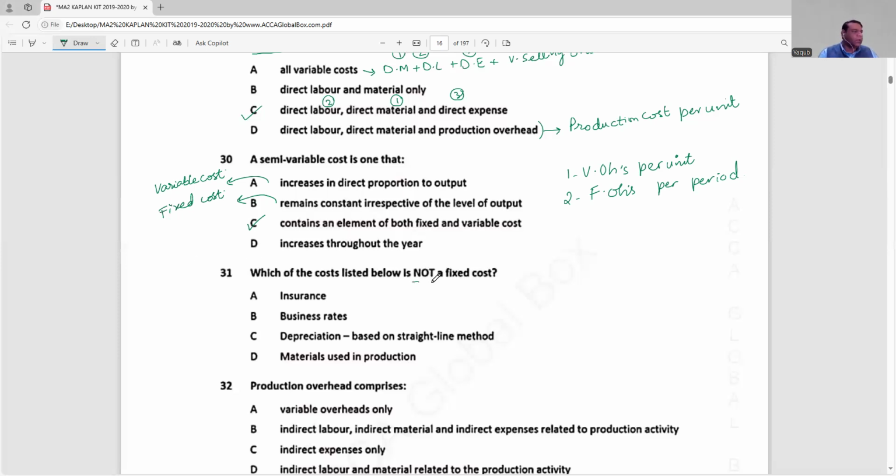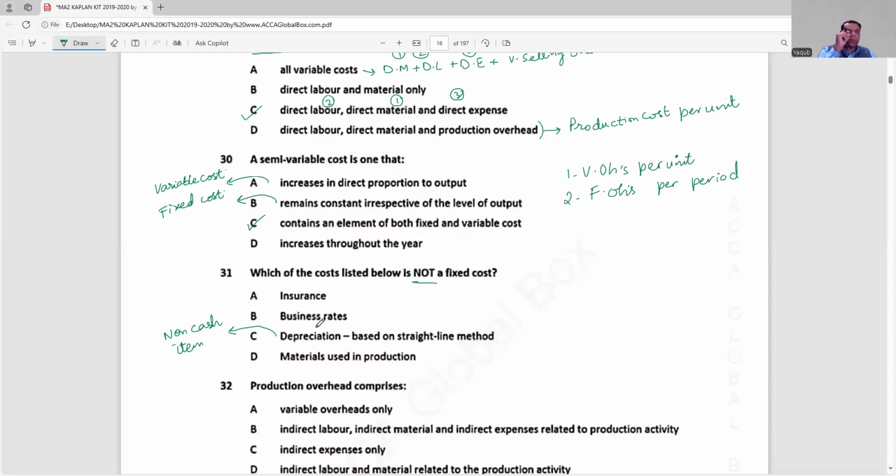Which of the following is not a fixed cost? Insurance is a fixed cost. Business rates are fixed cost. Depreciation is a fixed cost. Apart from being a fixed cost, depreciation is also a non-cash item. So depreciation has two characteristics. One, it is a fixed cost, and fixed cost is also called period cost. Second characteristic is it is a non-cash item. We are not paying in the form of cash.